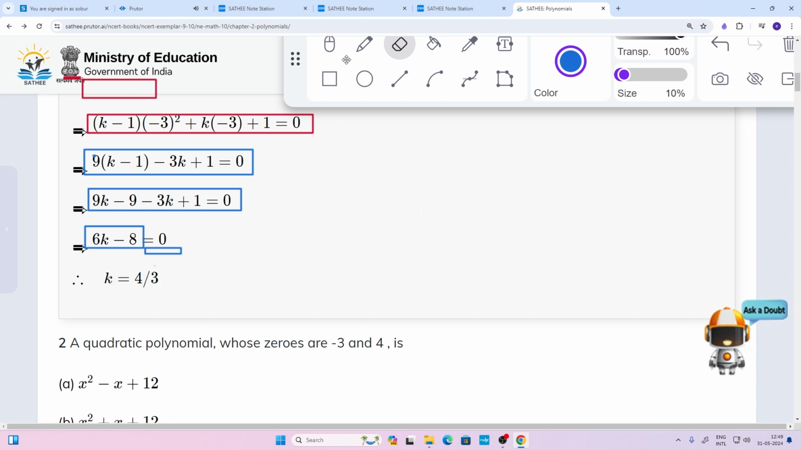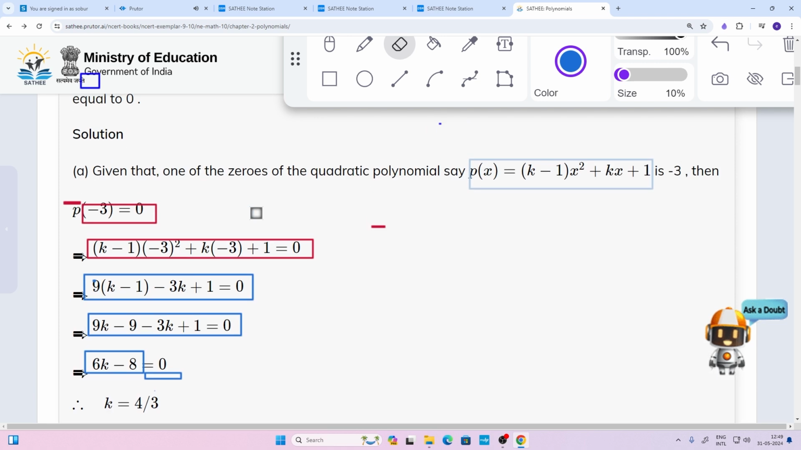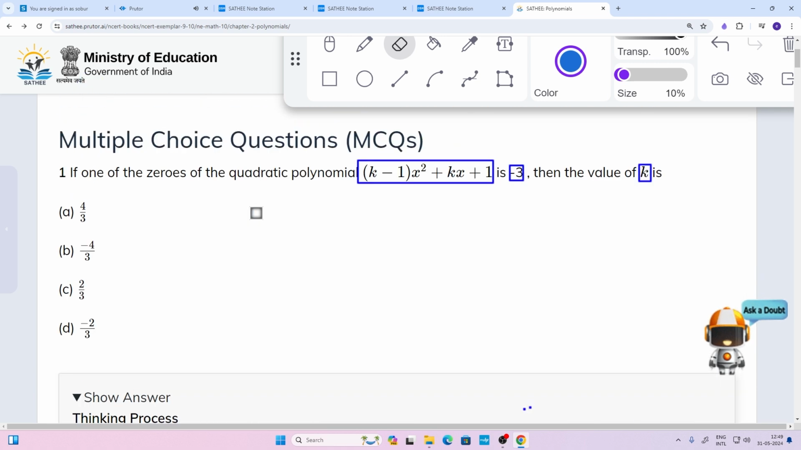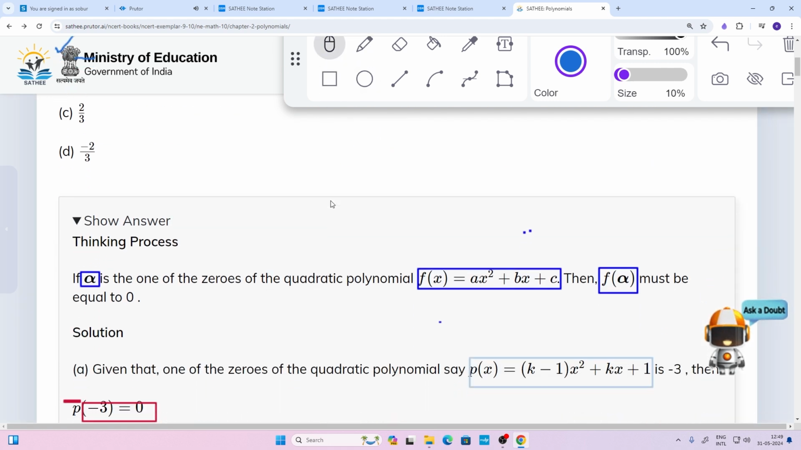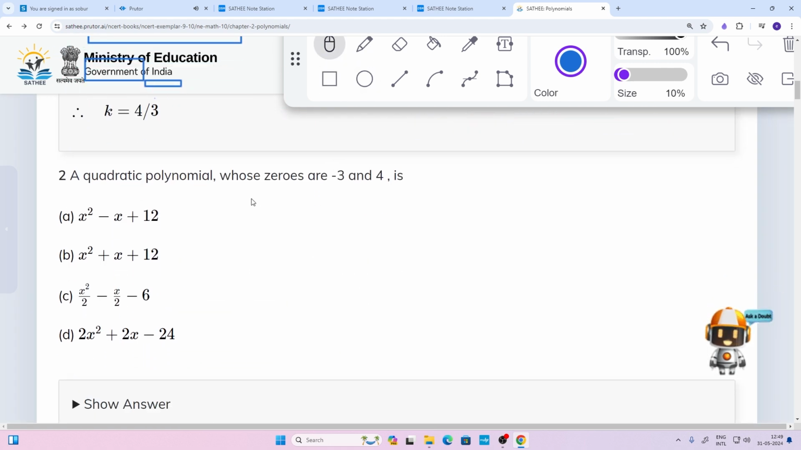So the value of k is equal to 4 by 3. Here you can now verify in which option we have 4 by 3. You can see in option number A we have 4 by 3. So the value of k is equal to 4 by 3, and the correct answer is option number A.